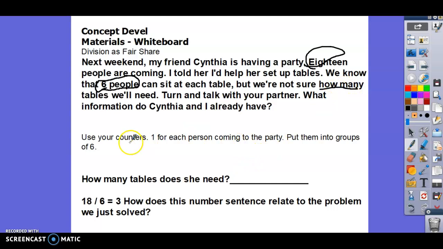So here's what I want you to do. Use your counters and put the counters into groups of 6. Go. I would start with 18, and then I divided them into groups of 6, but I didn't know how many total groups I would have. So this is how it's different than yesterday. Yesterday, we knew how many groups we had. We didn't know the size. Today, we know the size of the groups, but not how many that we need. Okay? Erase your whiteboards.